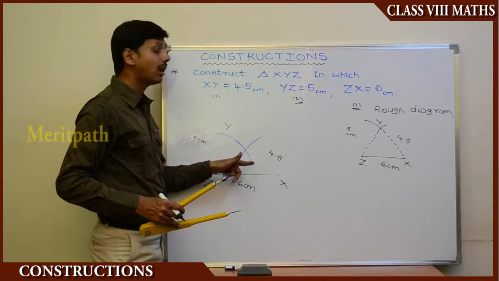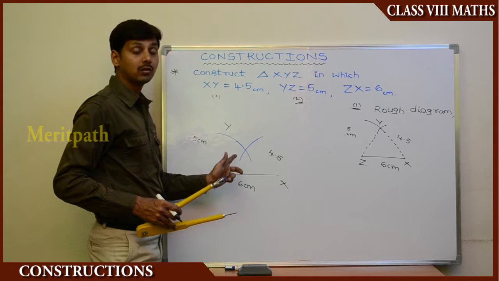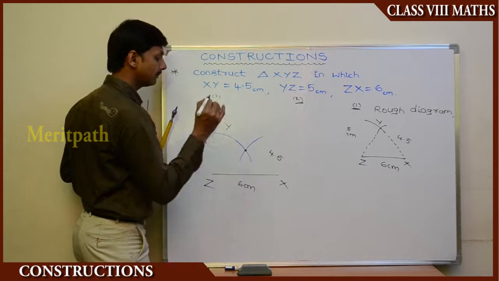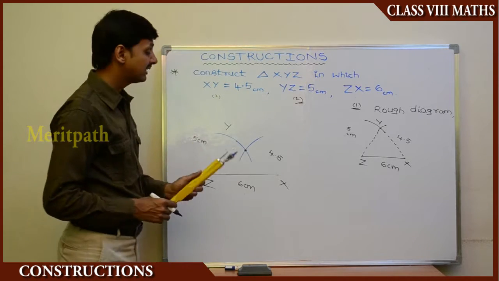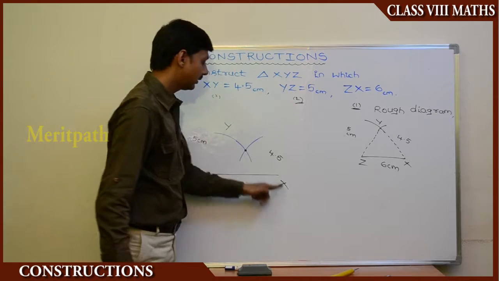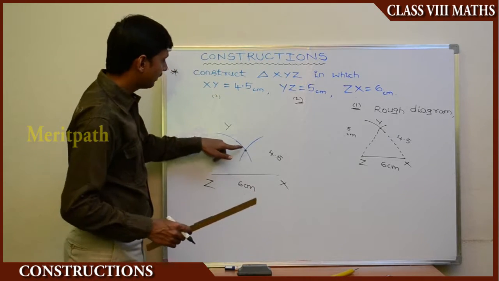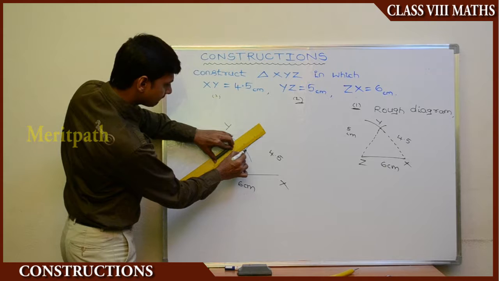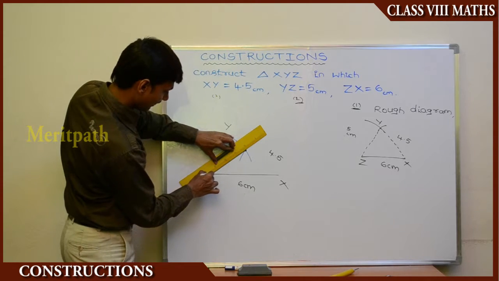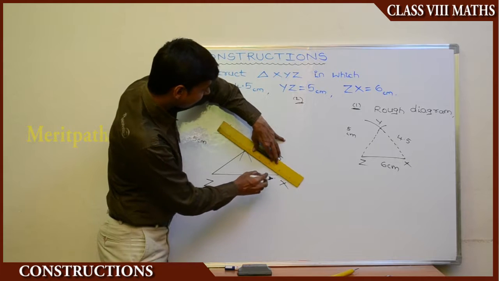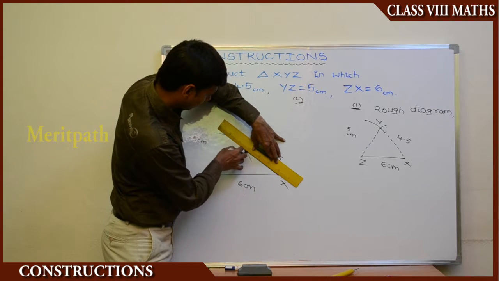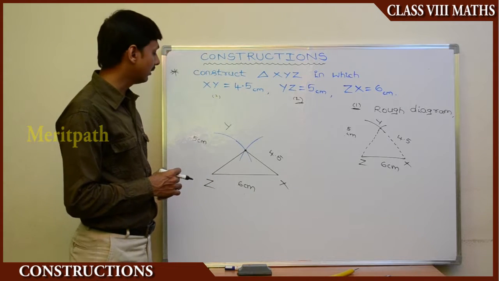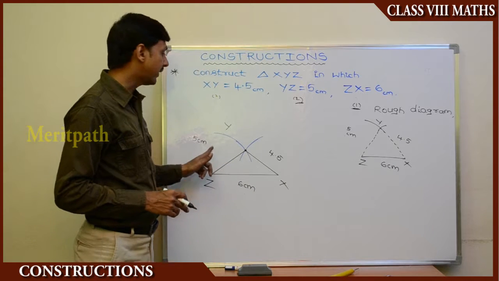YZ, the 5 centimeters arc we made. XY, we made an arc of 4.5. Now these two arcs are intersecting at one point. This is the point. So that point is Y. So let's join YZ and XY. So this is YZ, this is XY. Now this is the required triangle XYZ, with 6 centimeters, 4.5 and 5 centimeters.